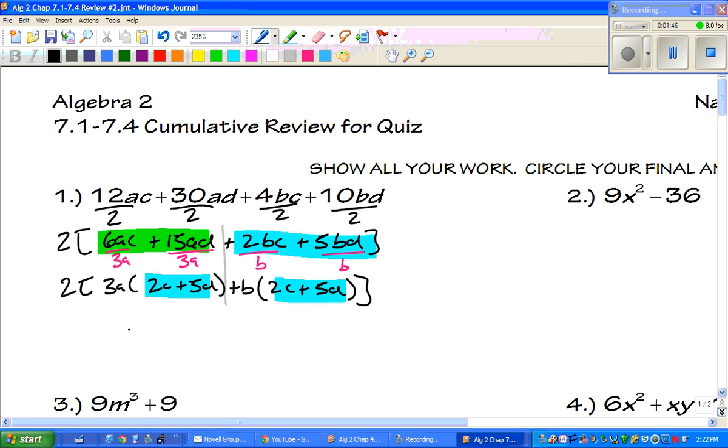So when we rewrite our final answer, the 2 comes out front, the 2C plus 5D, and then what's left over, the 3A plus B. Those guys come together to make that last one. Okay?